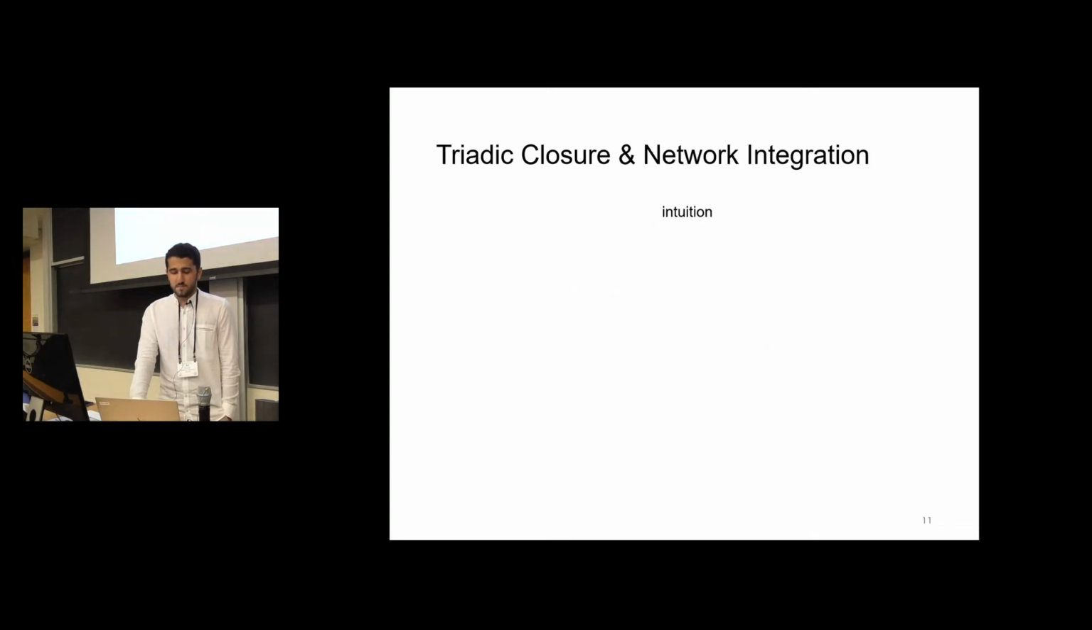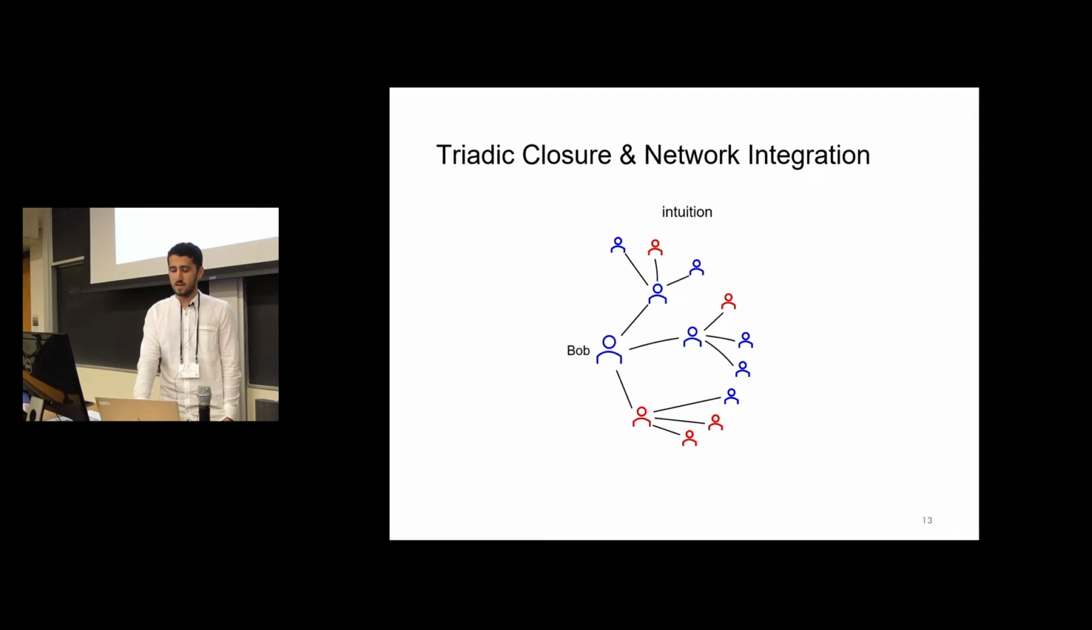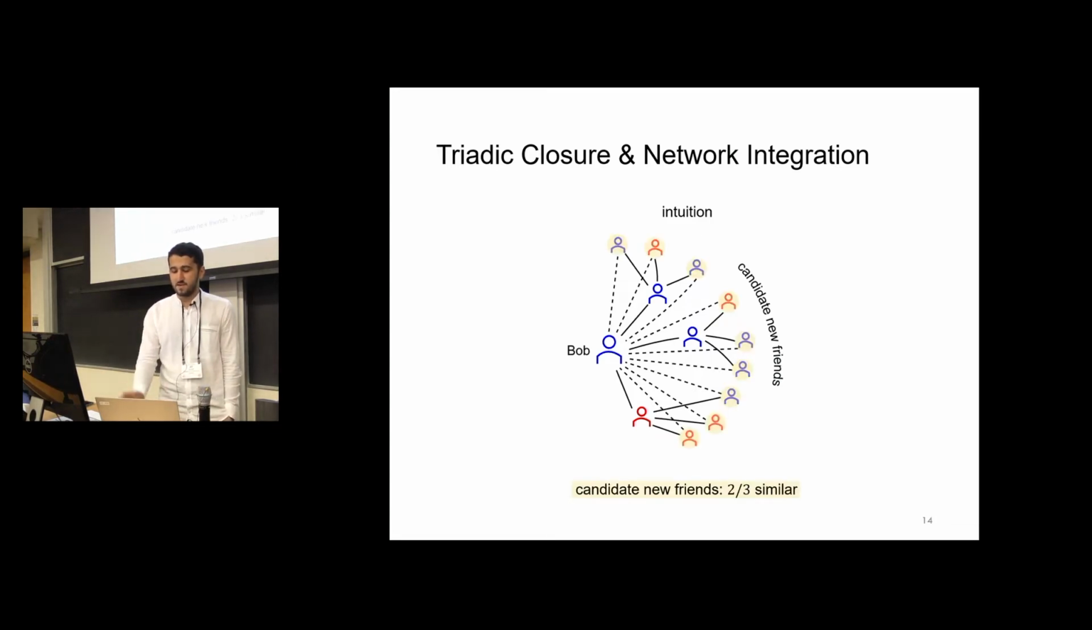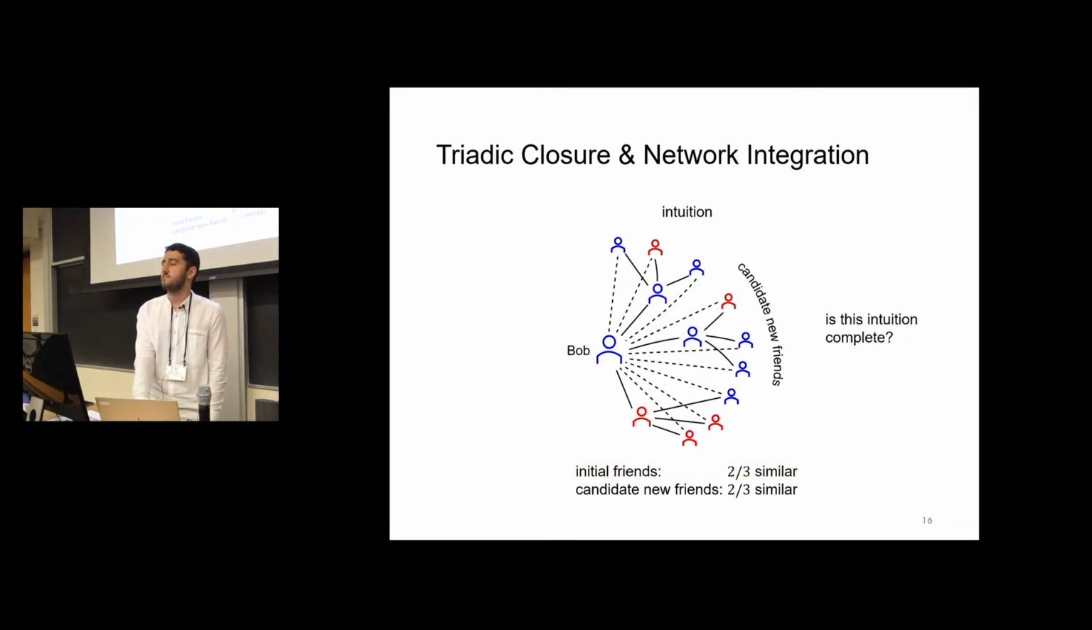There is an intuition for all of these results. Let's say Bob is an agent in our network, and if there exists homophily, we expect Bob's friends to be similar to him. Here, 2/3 of them are similar, and so are the friends of friends. These friends of friends are candidate new friends accessible through triadic closure. Here, 2/3 of these candidate new friends are similar to Bob, which seems like triadic closure is just replicating existing homophily. Here is the question: is this intuition complete?